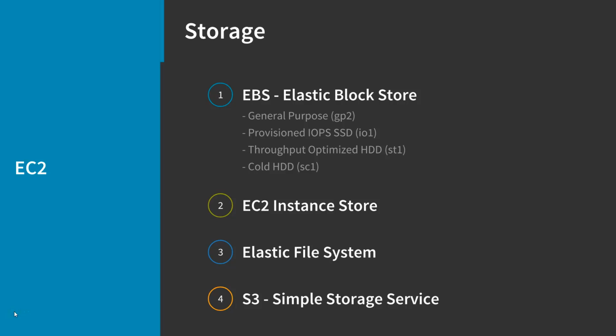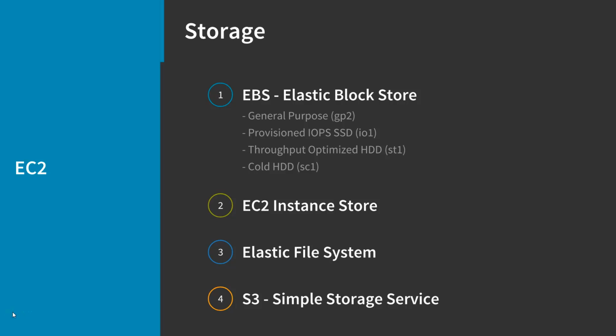With provisioned IOPS solid state volumes, you can provision a specific level of I/O performance. Provisioned IOPS volumes support up to 32,000 IOPS and 500 megabits of throughput. This allows you to predictably scale to tens of thousands of IOPS per EC2 instance.